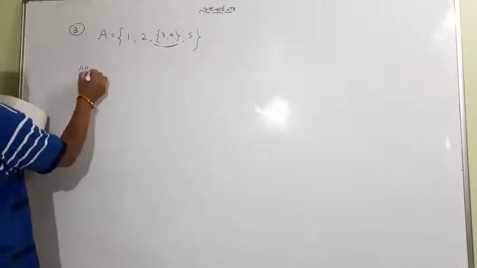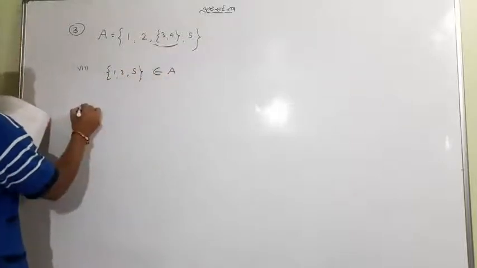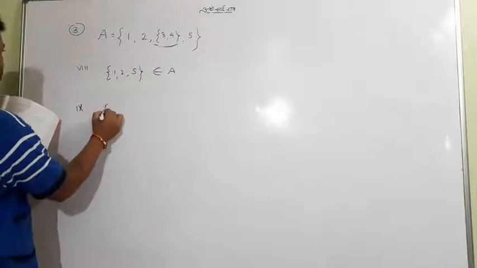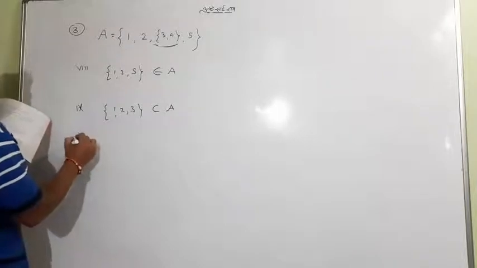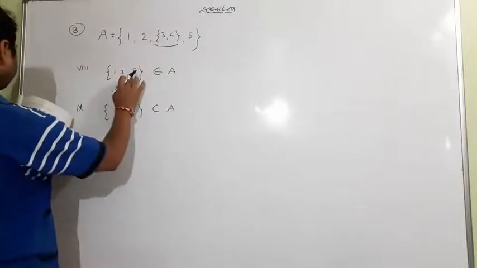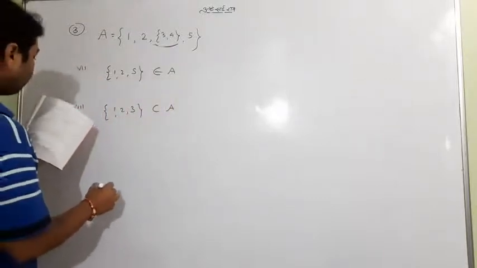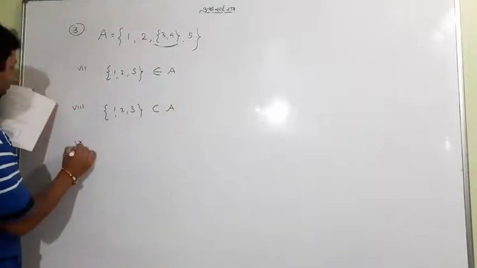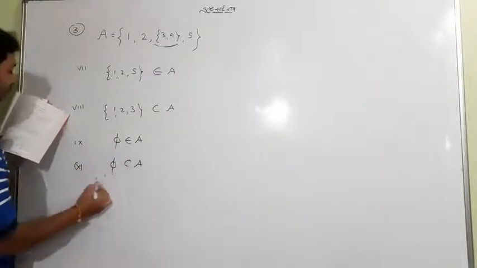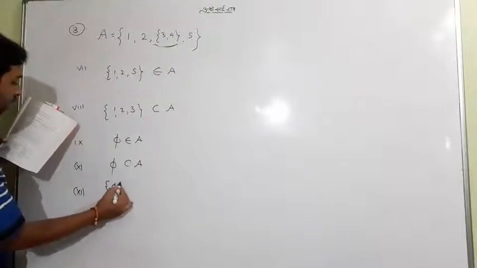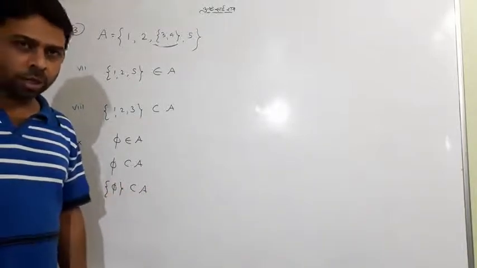Now, after 4, 5 and 6, we have some more. The 7th one: {1 to 5} belongs to A. The 8th one: {1, 2, 3} subset A. The 9th one: 5 belongs to A. The 10th one: 5 subset A. The 11th one: 5 subset A. Now these are some more important questions which were listed.